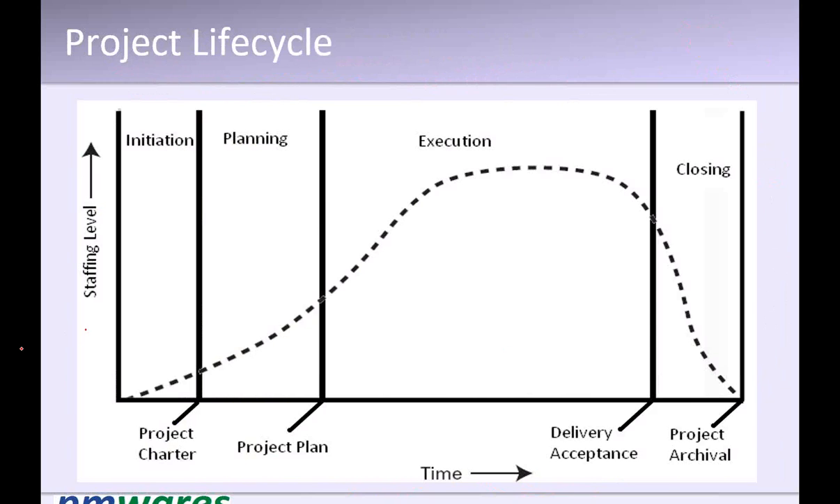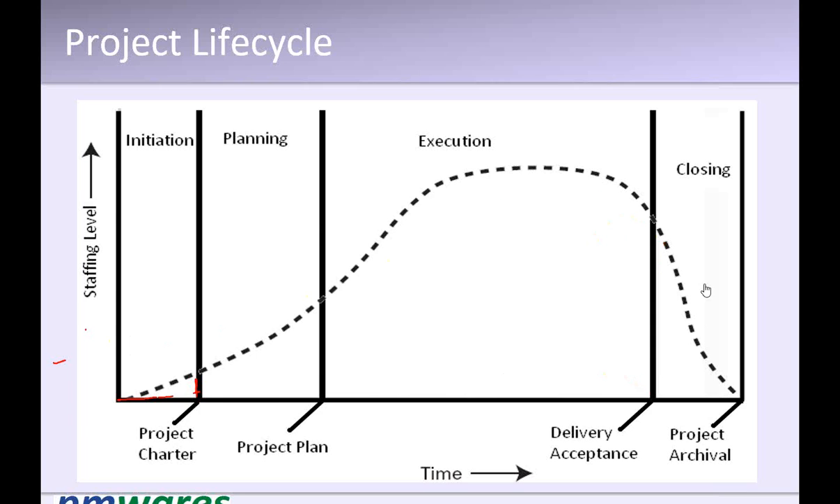So at the time of initiation, the staffing level is very low and therefore the cost is very low. Only a few people are there to initiate the project. Basically, we are conceptualizing the project. As we start planning, more people come on board. During execution, the majority of the team is there on the project, or all the people whom we have required are there on the project. And then when it comes to closure, the staffing level comes down fast.